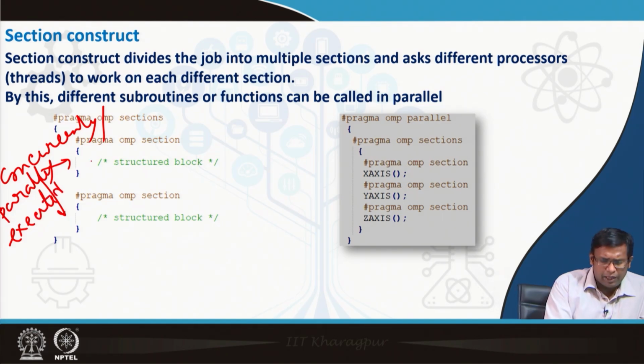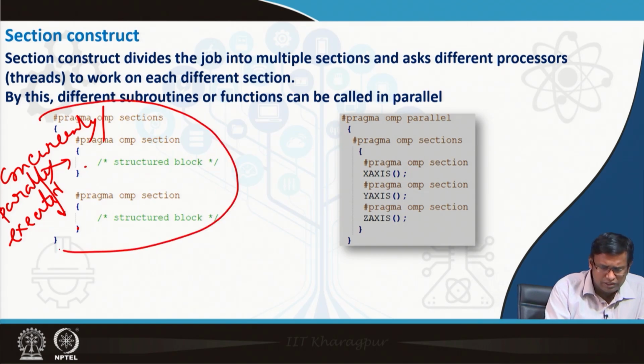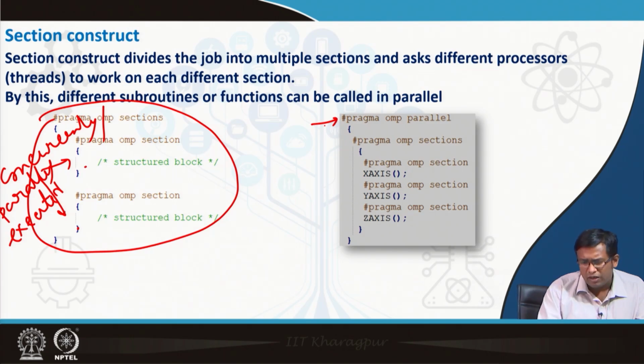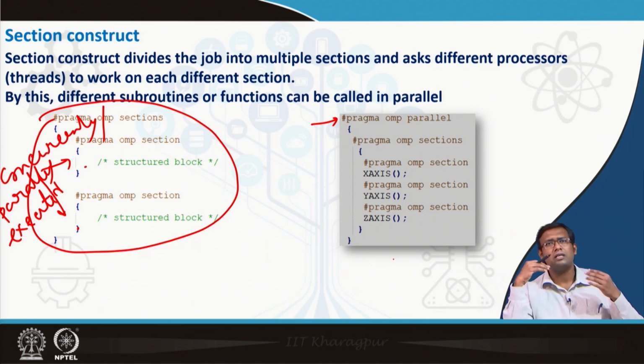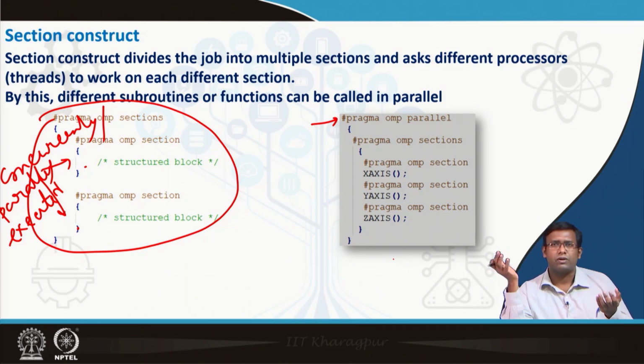So, if you write pragma OMP parallel and then pragma OMP sections, and then pragma OMP section with one structured block, pragma OMP section with another structured block, these two blocks of code will be executed in parallel. Again, this entire construct, which is inside pragma OMP sections, must be part of a pragma OMP parallel construct, because unless you say that this is already a parallel region using pragma OMP parallel, multiple threads are not launched.